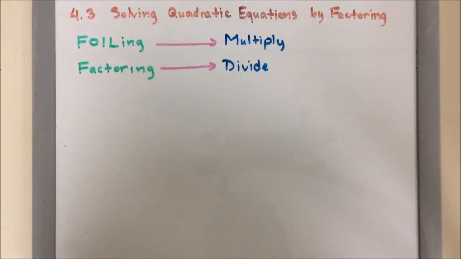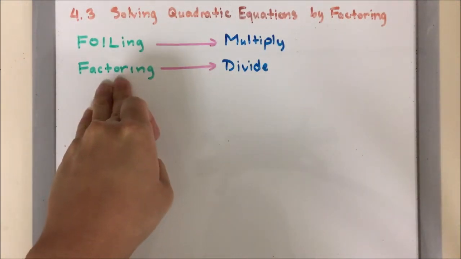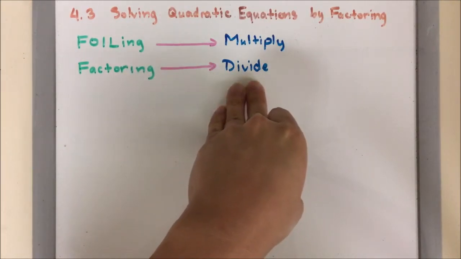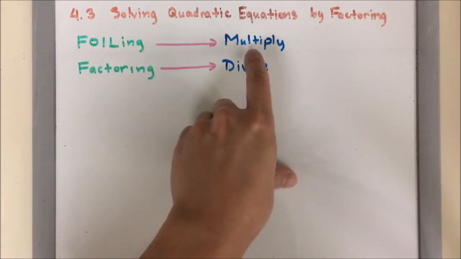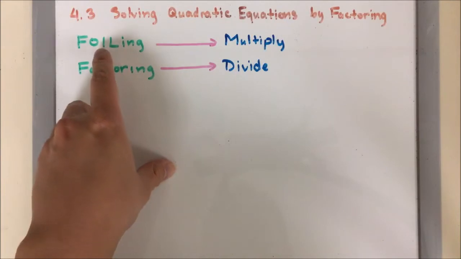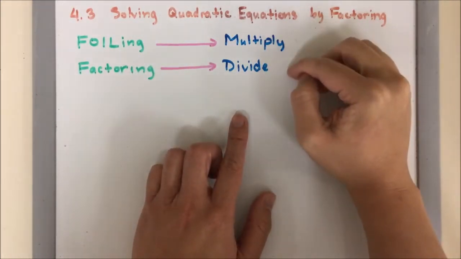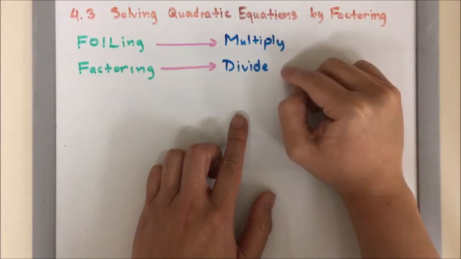So what I want to cover with you is factoring. When you hear factoring, just be aware that we're going to be mostly working with divide. Just like foiling, where we're going to be multiplying, factoring, which is the opposite of foiling, is the operation divide. As y'all recall, multiply and divide are opposite operations of each other.